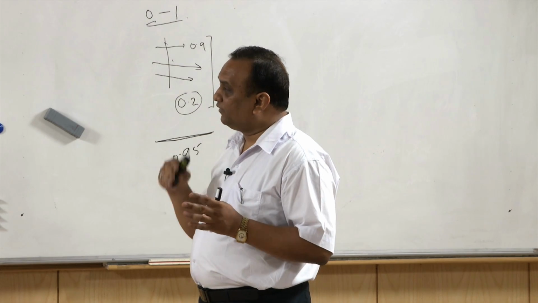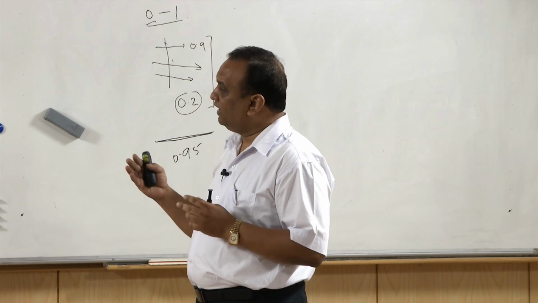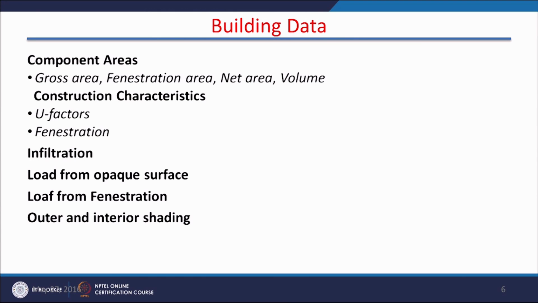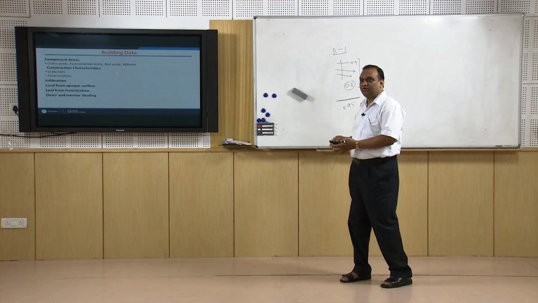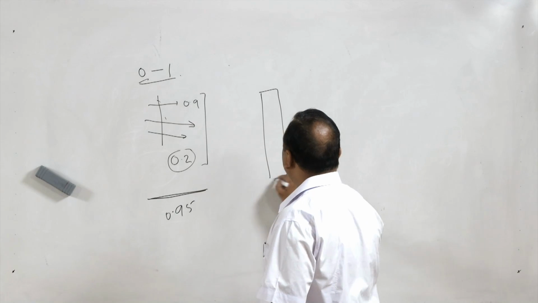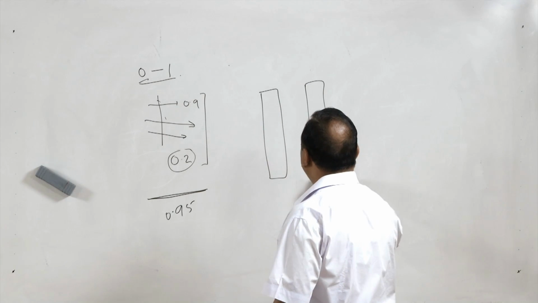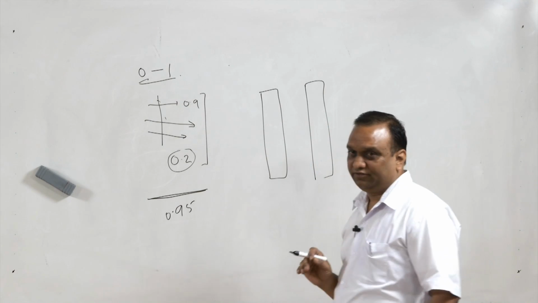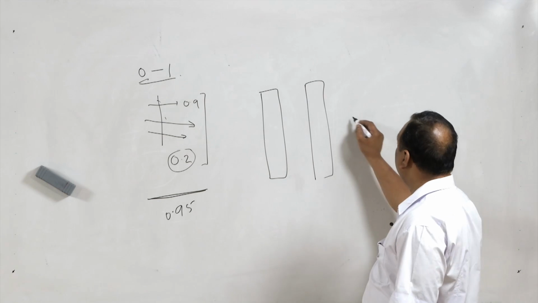Load from opaque surface has to be calculated, load from fenestration has to be calculated, and interior and outer shading. Suppose there are trees or there is another tall building in the vicinity of the building. So, the shadow of that building will also come on this building. This has to be considered.